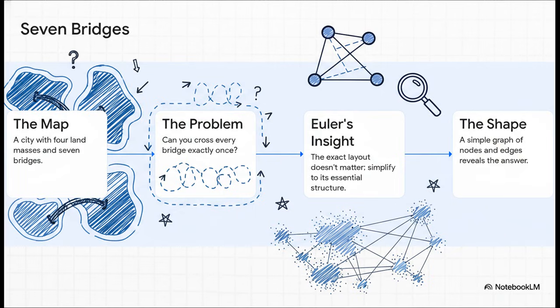Then, this genius mathematician, Leonhard Euler, had a brilliant insight. He realized that all the details, like how big the islands were, how long the bridges were, was all just noise. It didn't matter. So he stripped the map down to its most basic shape, a simple network of nodes and edges. And once he looked at that shape, the answer was suddenly crystal clear. Nope, it was impossible. And that right there, that's exactly the philosophy behind TDA.